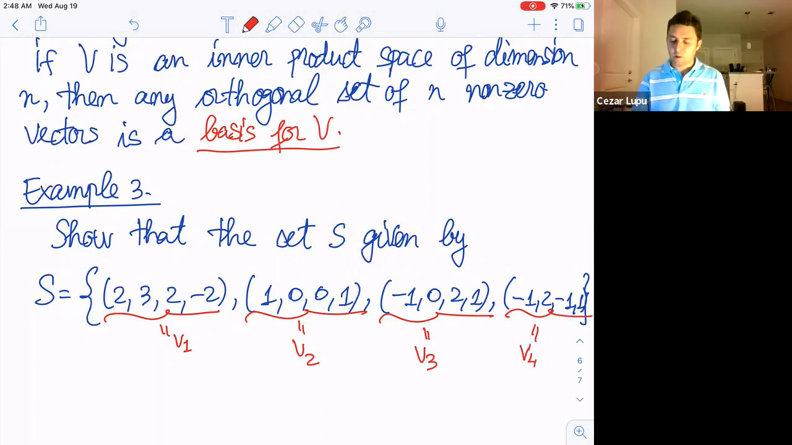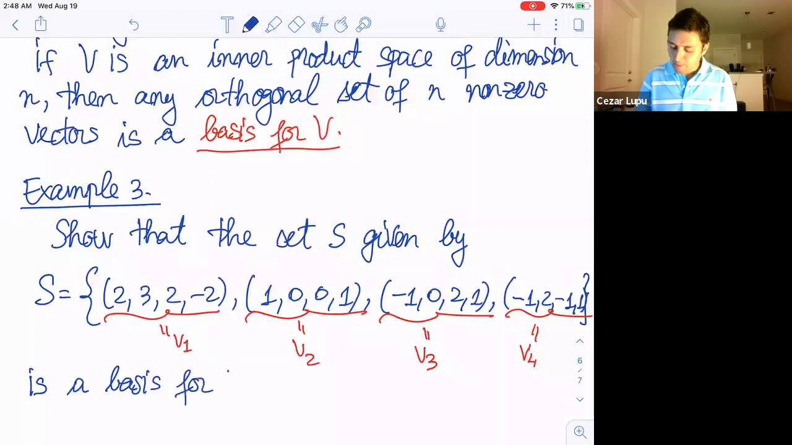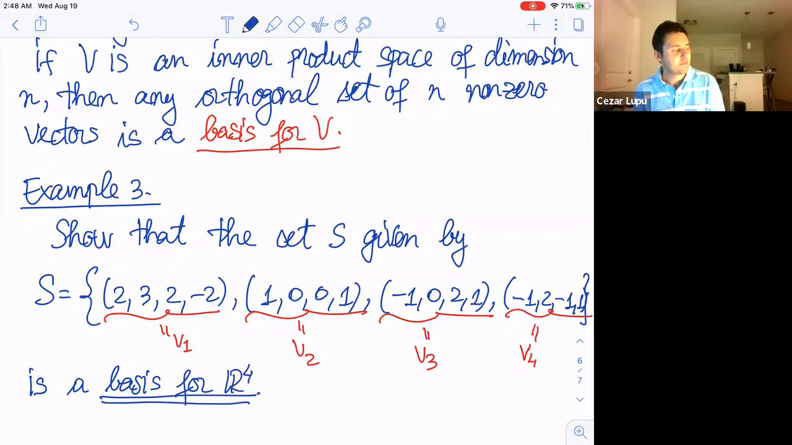Okay, so I want to show that this set is a basis for R4. Well, we have seen this before, right? Right, we have shown that this is a basis.